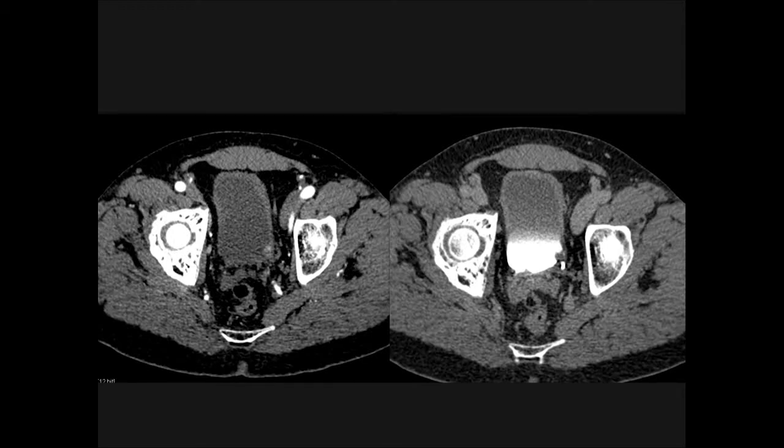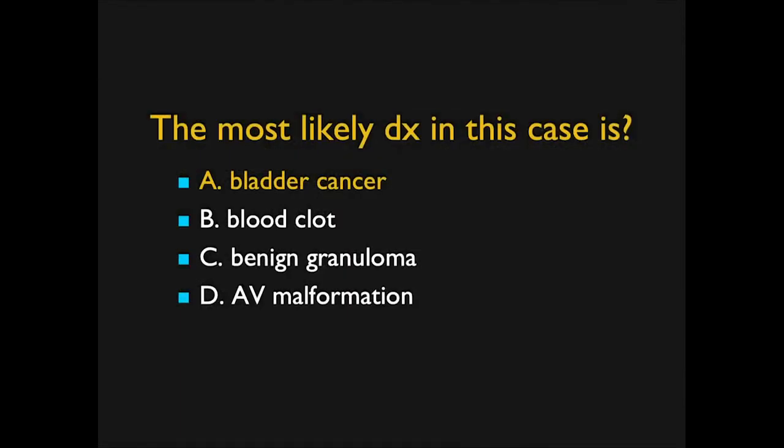Remember, we've said anything enhancing in the bladder should be assumed it's cancer, period. And this was a cancer. This was not a study done for hematuria. It was a study done for aortic aneurysm, but the bladder gets distended because of water as an oral agent. And you could pick up incidental bladder cancers, so we always look carefully at the bladder.